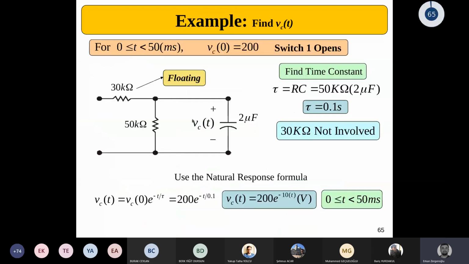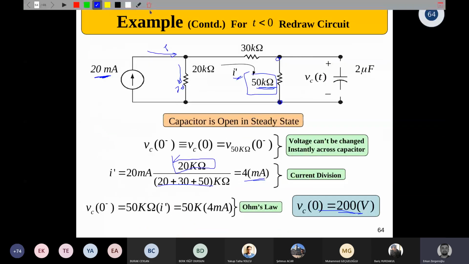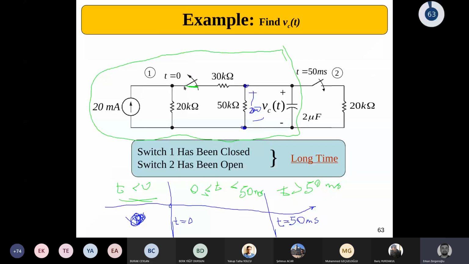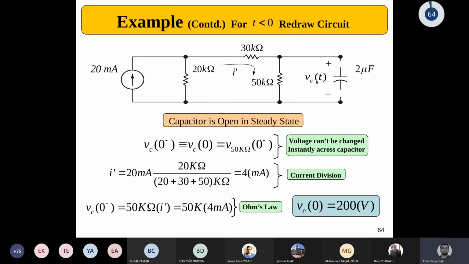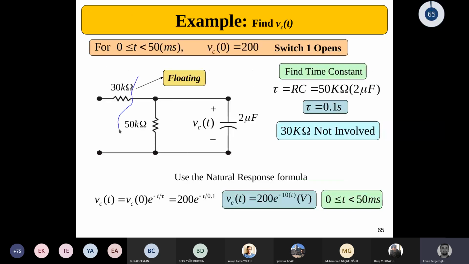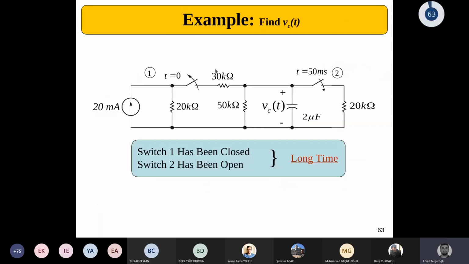Now at time t0, we open this switch. That switch over there is still open, by the way. Both S1 and S2 are open between 0 and 50 milliseconds. So the circuitry will be something like this. I'm excluding this portion because it's not connected to ground. It's floating.